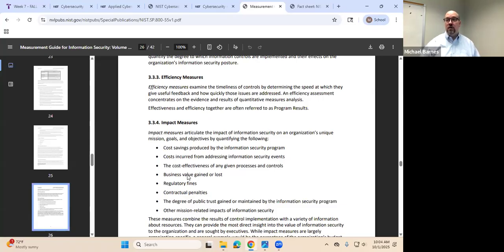Is it generating value for the organization? And that has to be true for information security protocols, controls, whatever you're going to assume in this area. This last one here, again, like I said, it's not an afterthought. It's the third one technically, but the one that we like to talk about last is the efficiency of items. So efficiency is going to be examining the timeliness of controls by determining the speed at which they give useful feedback. Can we consider that to be an aspect of cost?